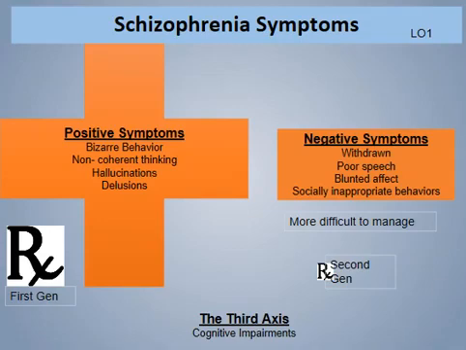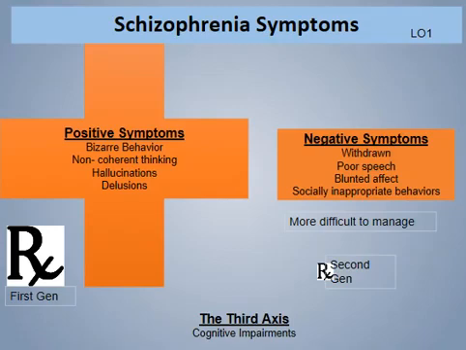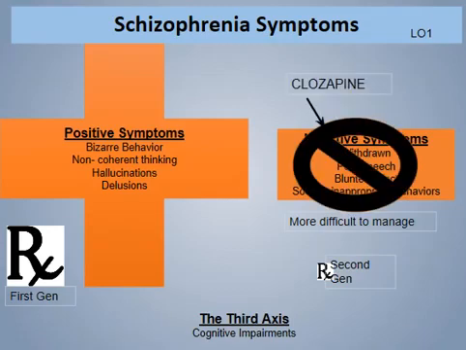There's a third axis to schizophrenia, and that's the cognitive impairments, and we don't really have any drugs that treat that all that well. Now, there is one drug in particular called clozapine, and we'll discuss it in more detail shortly. This drug is probably the most efficacious at treating the problematic negative symptoms, and so I want you to remember that.